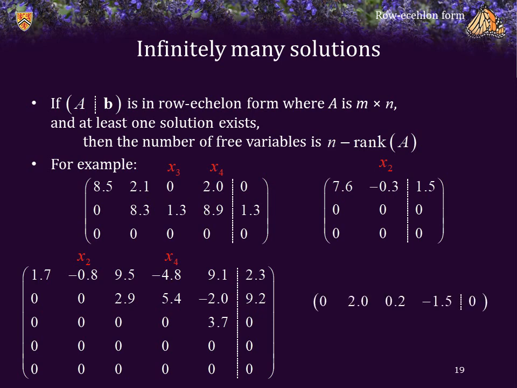Now, as an extreme case, here I have a system of one equation in 4 unknowns. The rank of the augmented matrix is 1. Therefore, 4 minus 1 is equal to 3. There will be three free variables. And there is only one leading non-zero entry. That's column 2. And so therefore, the three free variables will be x1, x3, and x4.